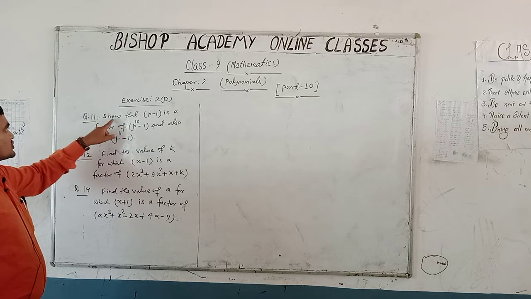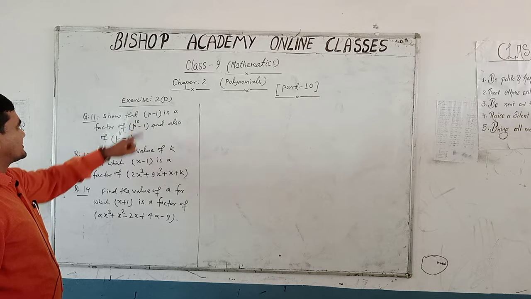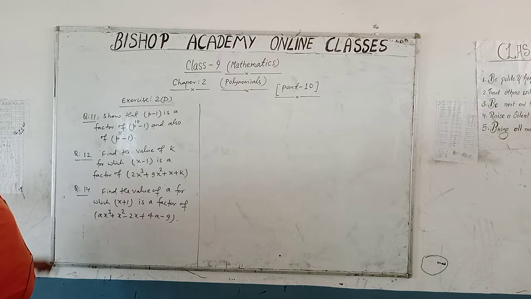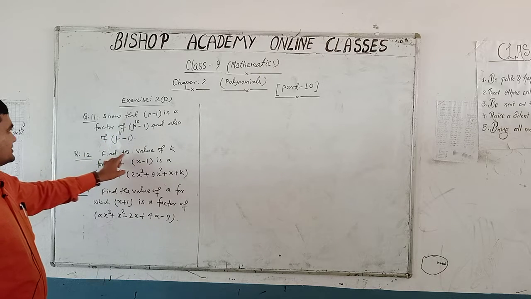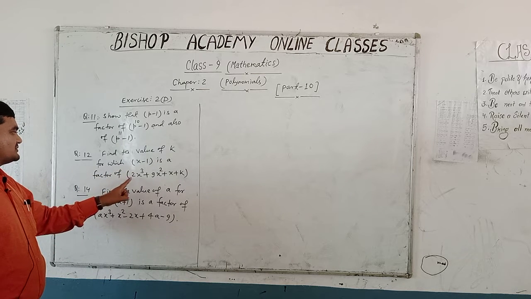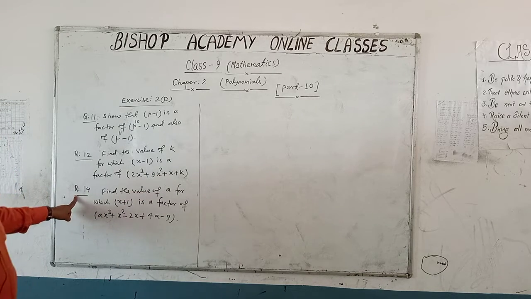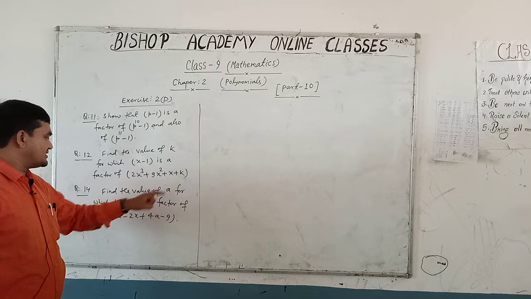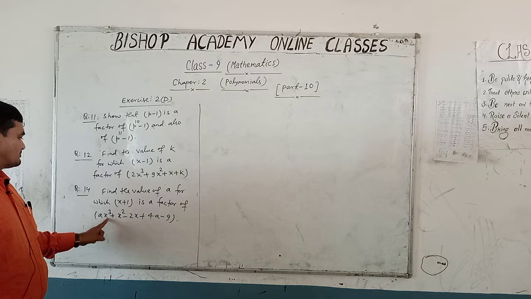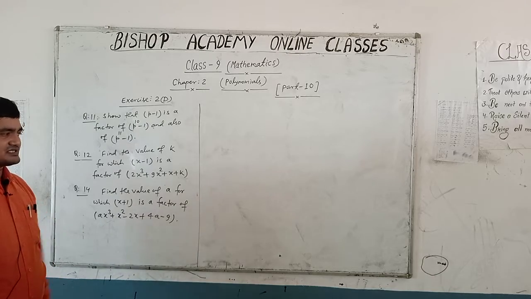Question number 11 is, show that p minus 1 is a factor of p raised to the power 10 minus 1 and also of p raised to the power 11 minus 1. And question number 12 is, find the value of k for which x minus 1 is a factor of 2x cube plus 9x square plus x plus k. And question number 14 is, find the value of a for which x plus 1 is a factor of ax cube plus x square minus 2x plus 4a minus 9.